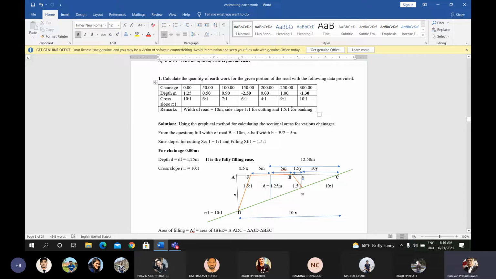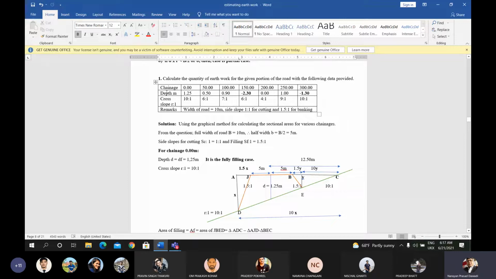Now 250 meter, 9 into 1, it is 9 meter, greater than 5 meter. It is the fully filling case because the depth is given as 1 meter of filling. Now for the 300 meter, minus 1.3, this is the cutting depth. 1.3 into 10 will be 13 meter, greater than 5 meter. This is also the fully case. The depth is given as the cutting depth, so it is the fully cutting case.